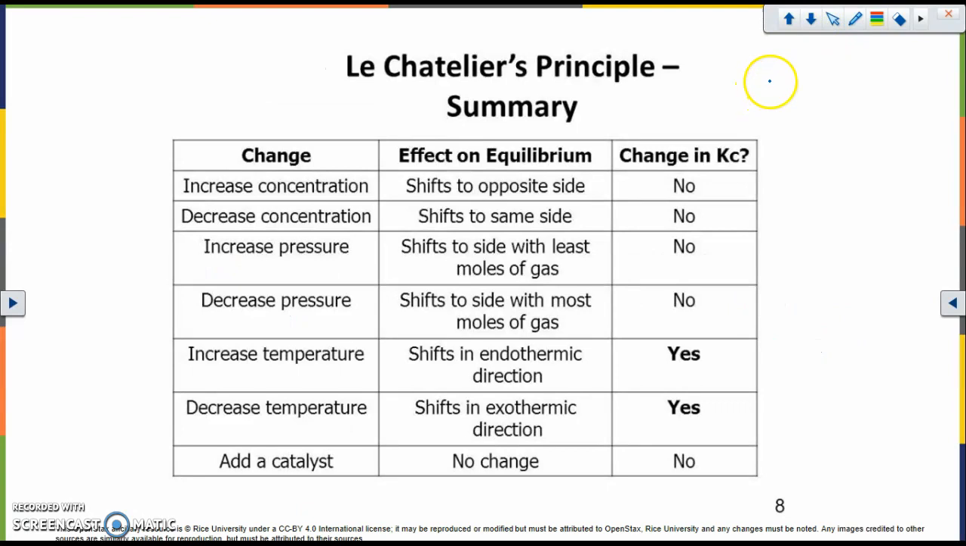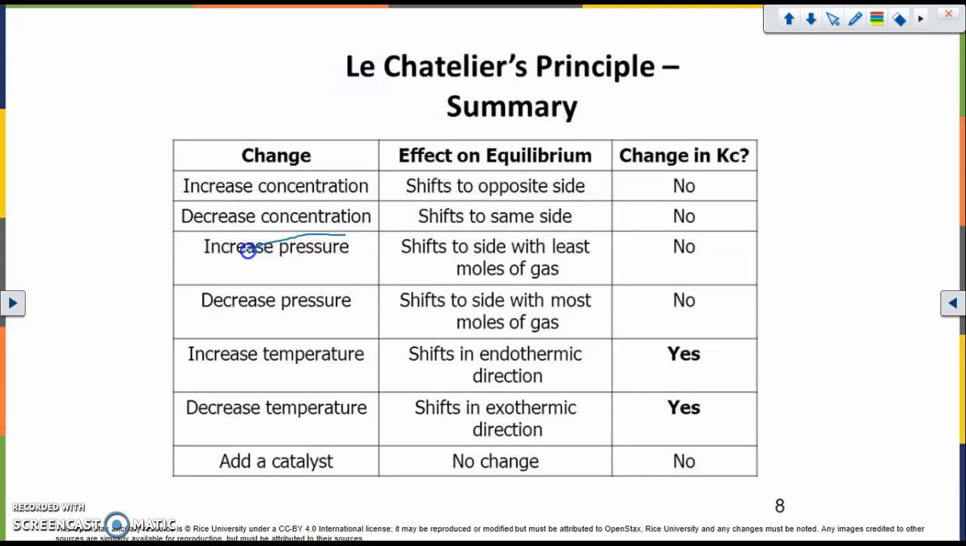So why do we care about this, in these reactions? Because there's a principle on equilibrium called Le Chatelier's, and all I want you to do, folks, is just read through this. This is self-explanatory. If you increase the concentration, it shifts to the opposite side. If you decrease the concentration, it shifts to the same side.